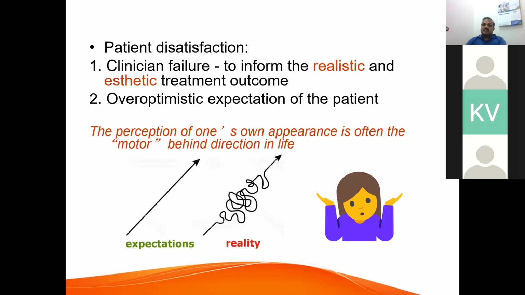If the clinician fails to inform the patient of the realistic aesthetic result, sometimes the patient can be over optimistic. They might want an exorbitant or drastic change, which is not possible. So that has to be informed to the patient beforehand, or psychological counseling has to be done prior to proceeding for the surgeries. Many a time the patient comes back and repeat surgeries are done. So it can be avoided.